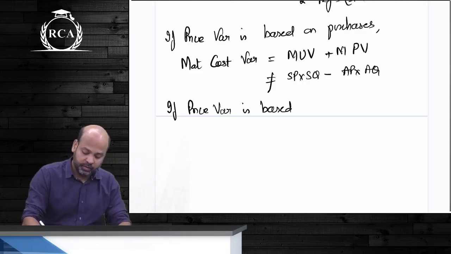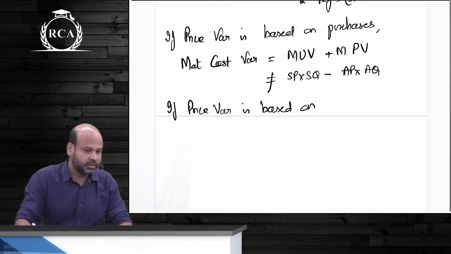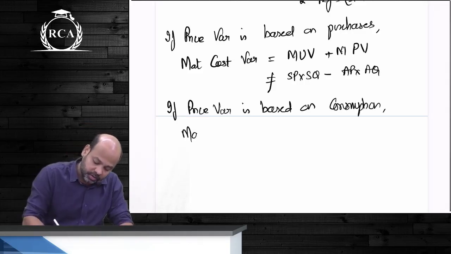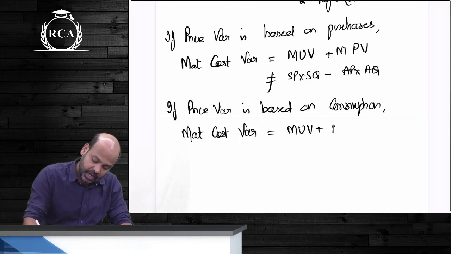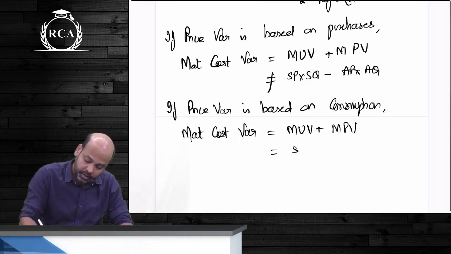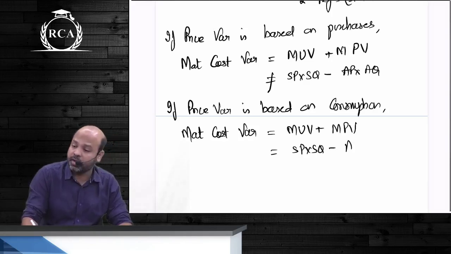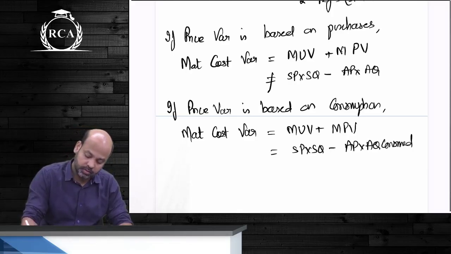Can you base usage variance on purchases? No. If price variance is based on consumption, you will write material cost variance. You can either write MUV plus MPV, or you can also write SP SQ minus AP AQ. Write both, it makes no difference.